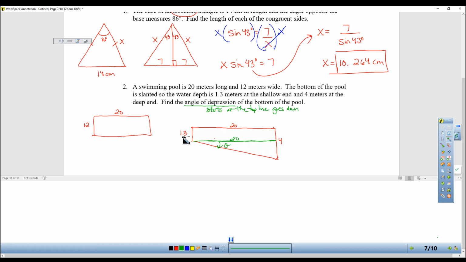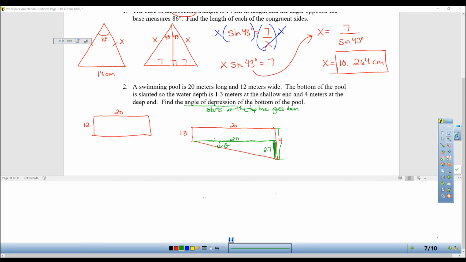Now, the 1.3 isn't in my triangle. The 20 is in my triangle, but the 4 is not in my triangle. 4 is this entire distance. So how do I get another piece of my triangle? I don't know how long the slant is, but I can find this piece right here by doing 4 minus 1.3, which would be 2.7. And now you have to ask yourself, I know the opposite and I know the adjacent.